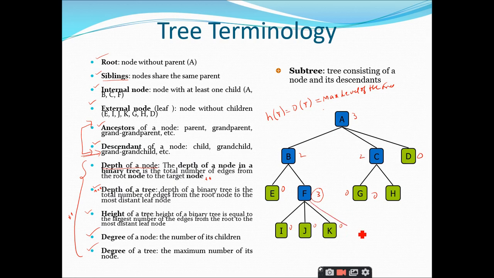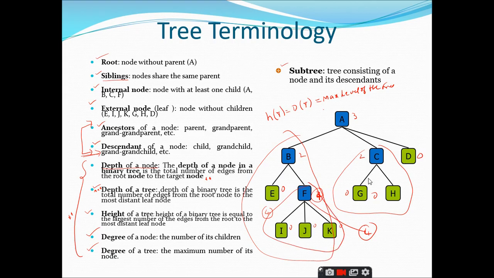Right. So for example, I have F like this, L. So the node degree of F becomes 4. Now what happens to the degree of the tree? It is 4. Why? Because you have to take the maximum node degree as the degree of the tree. Is it clear? Yes, sir. And subtree, we have seen this definition earlier itself. A tree consisting of a node and its descendants, we call it a subtree, right? So this is a subtree, and this is a subtree. Like that we can have n number of subtrees for a given tree, right?